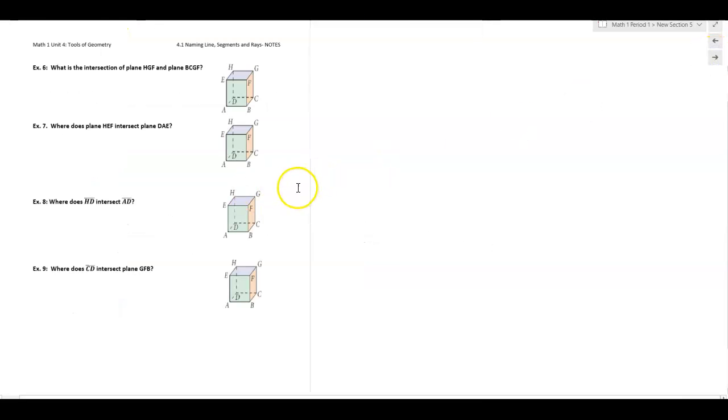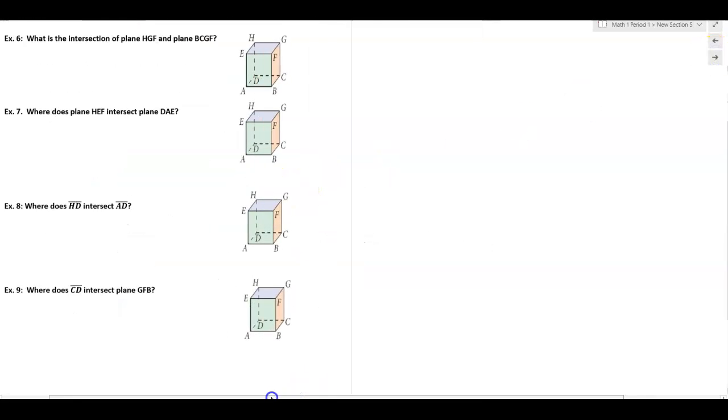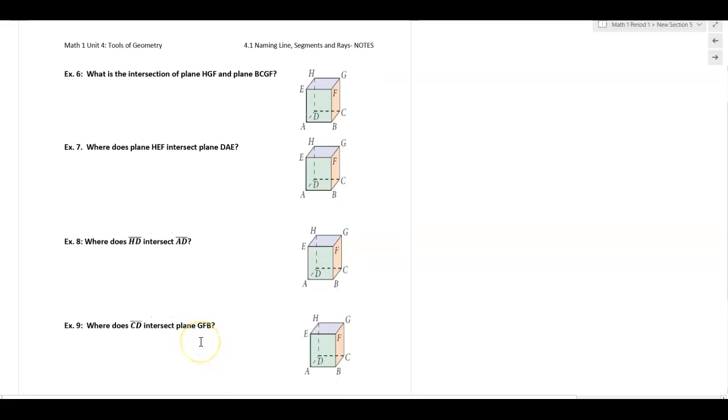All right, finally, the last page. What is the intersection of plane HGF and plane BCGF? So if I look, HGF is the top of the box, and BCGF is that there. And if you look, both of those intersect at GF.